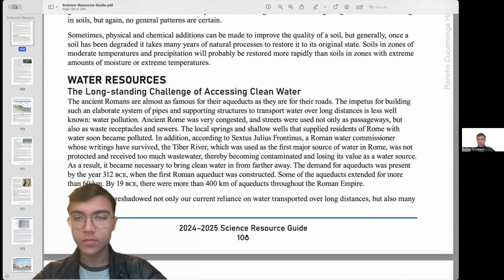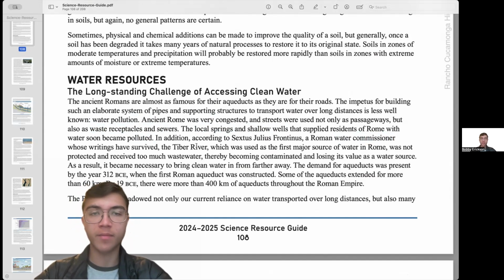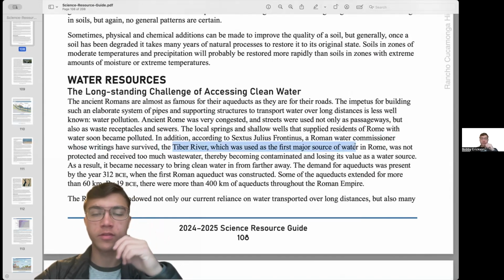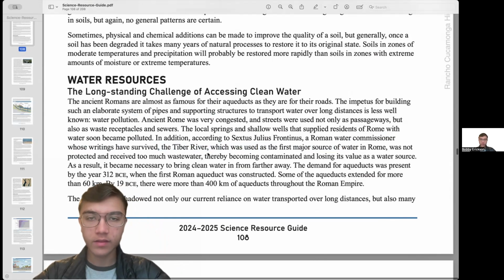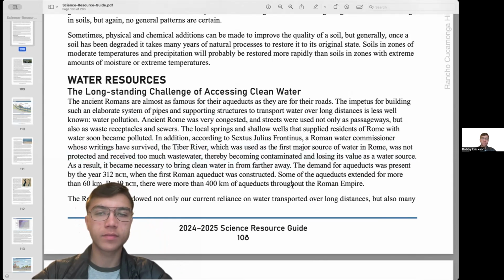One of the first people to look into this was Sextus Julius Frontinus, who was a water commissioner for Rome, and his writings survived about the Tiber River. Remember, the Tiber River runs through Rome, and he saw that it was not protected and received too much wastewater, so it was contaminated and couldn't be a water source anymore. The Romans would have needed to bring clean water in from farther away, and so this caused the need for aqueducts overall.